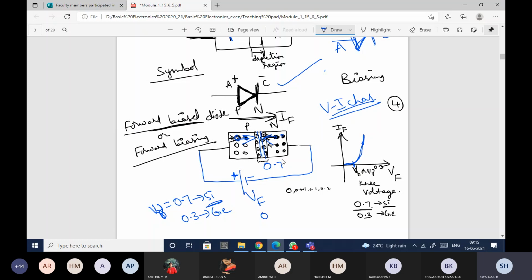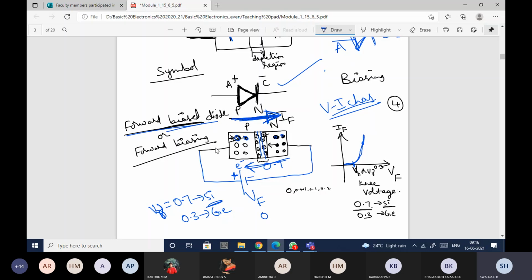If you just observe, one second, let me erase this one. What is happening here? The current is flowing, and the electrons are moving in this direction. The conventional current direction will be in the opposite direction. Since the electron is moving in this direction, the conventional current flows this way. Here the maximum current will flow. After 0.7 the current will increase, right? So here only the current will be flowing, and that is why this is said to be the forward biased diode, or forward biasing.